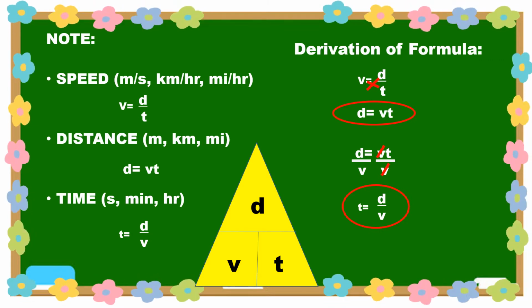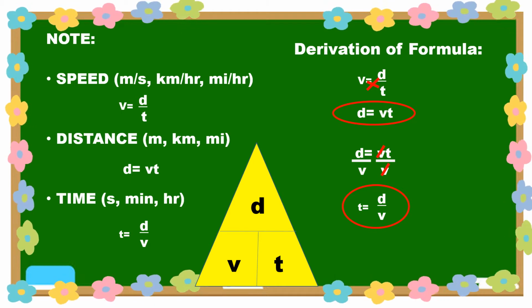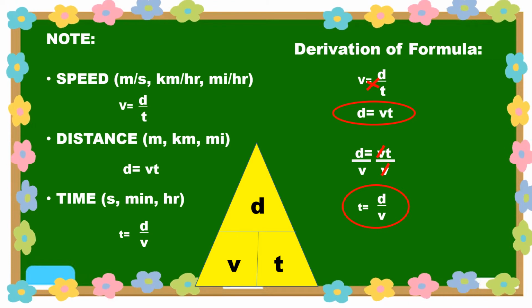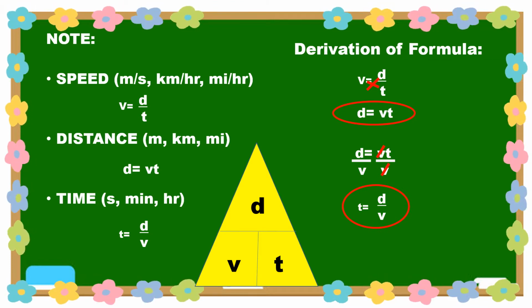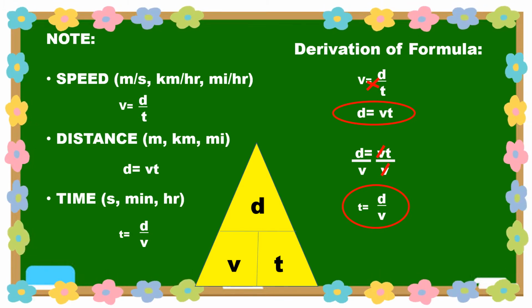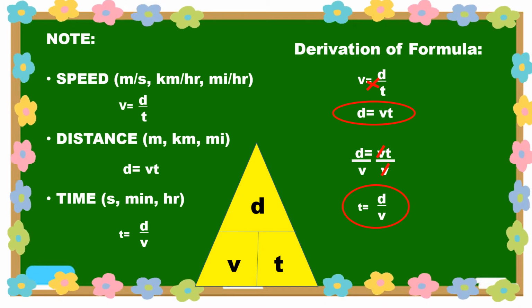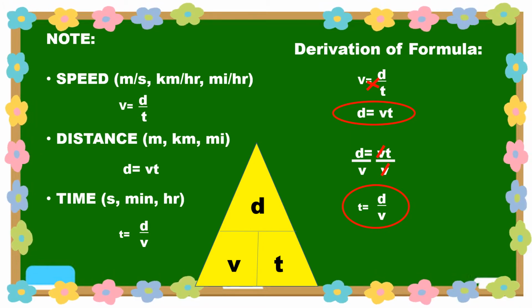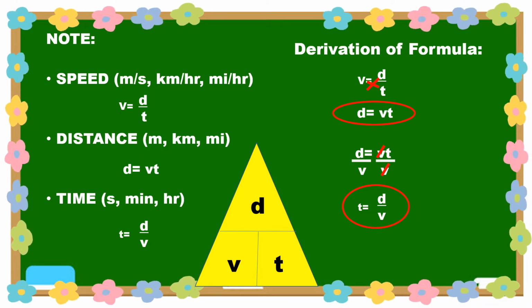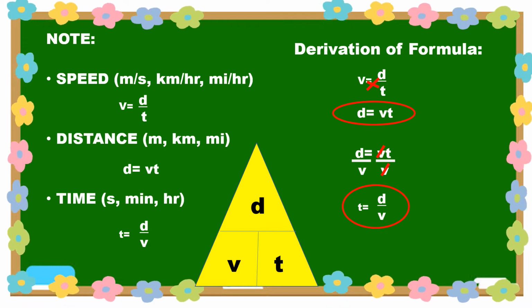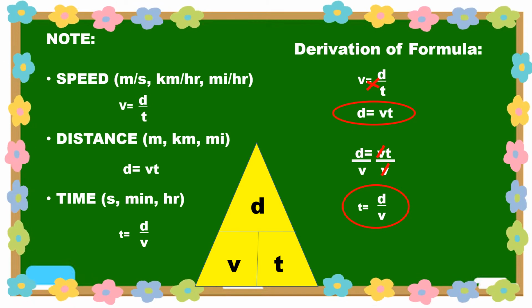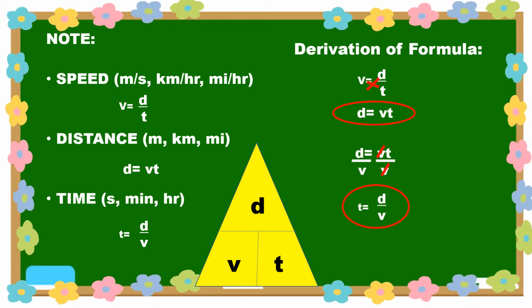You can actually use the triangle method for this as a short derivation of the formula. How do you do that? Just cover what is missing. So, for example, the missing is distance. Just cover the distance, then you will get the formula distance is equal to speed times time. While if the time is missing, just cover the symbol of time. Then, since it will be in a fractional form, time is equal to distance divided by the speed.